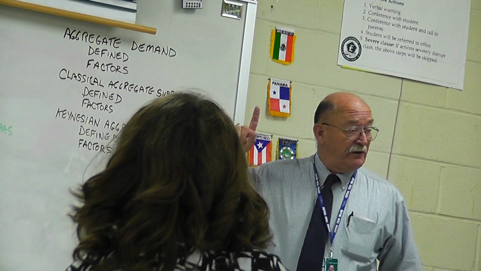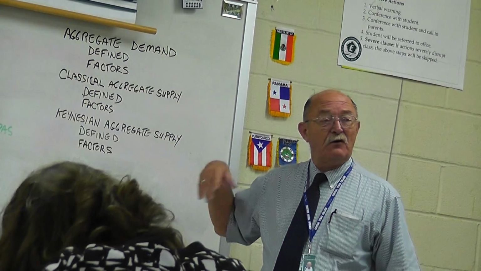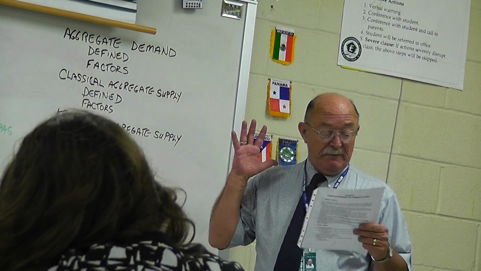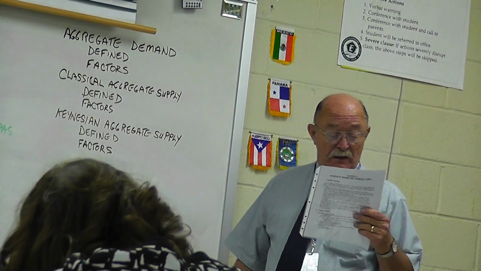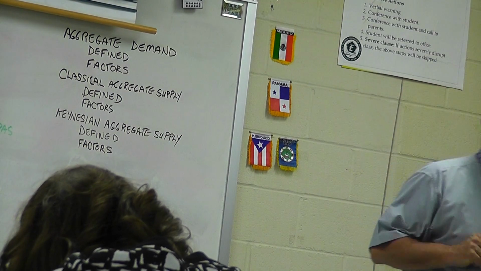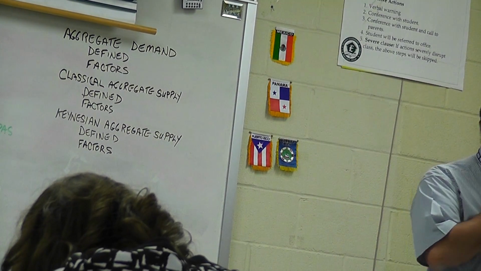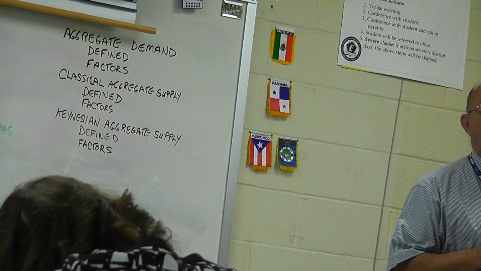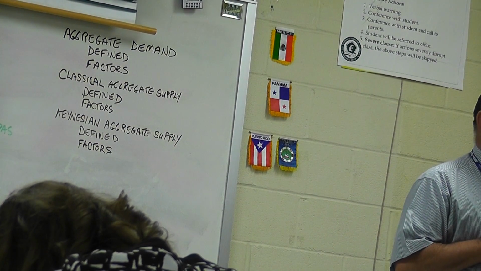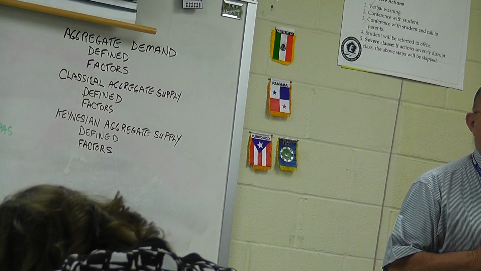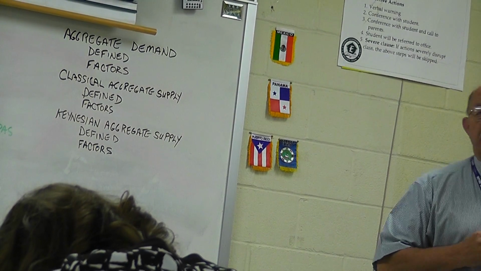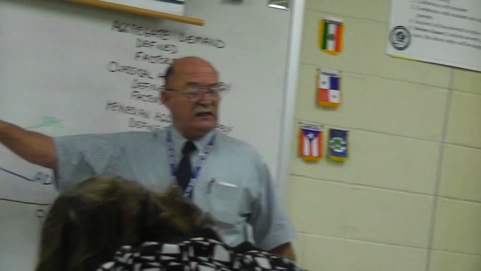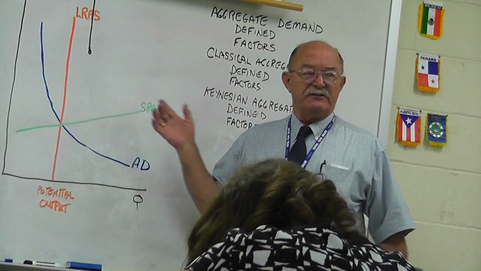Factors that affect the Keynesian or short run aggregate supply curve. There's 4 of them. The first one is wage rates. By that I mean labor costs, your cost of labor. If wages go up, then your labor costs go up. If that happens, that causes that short run curve to shift to the left.